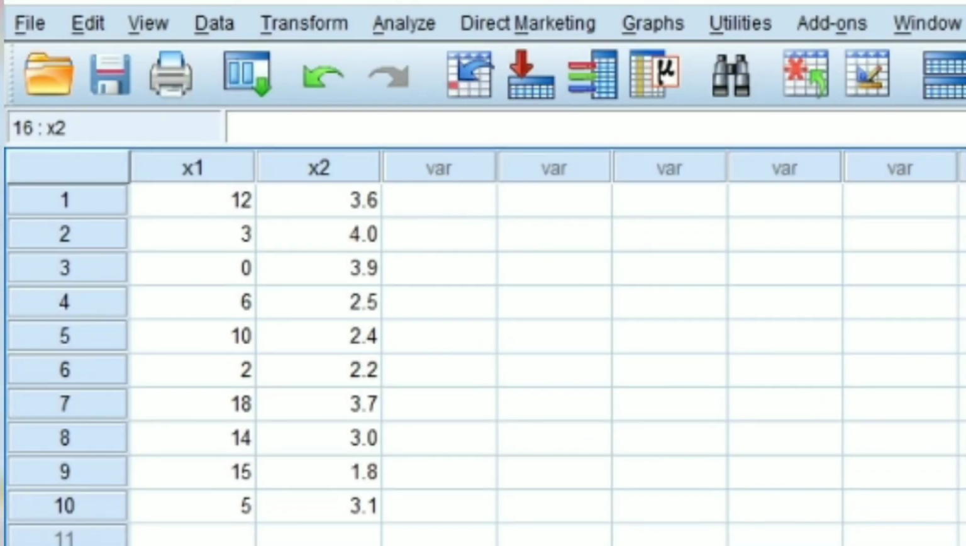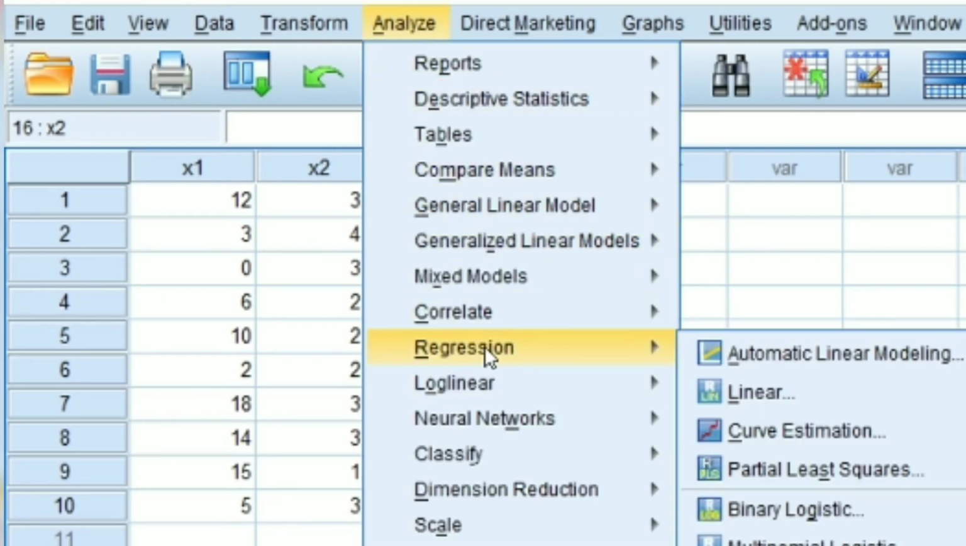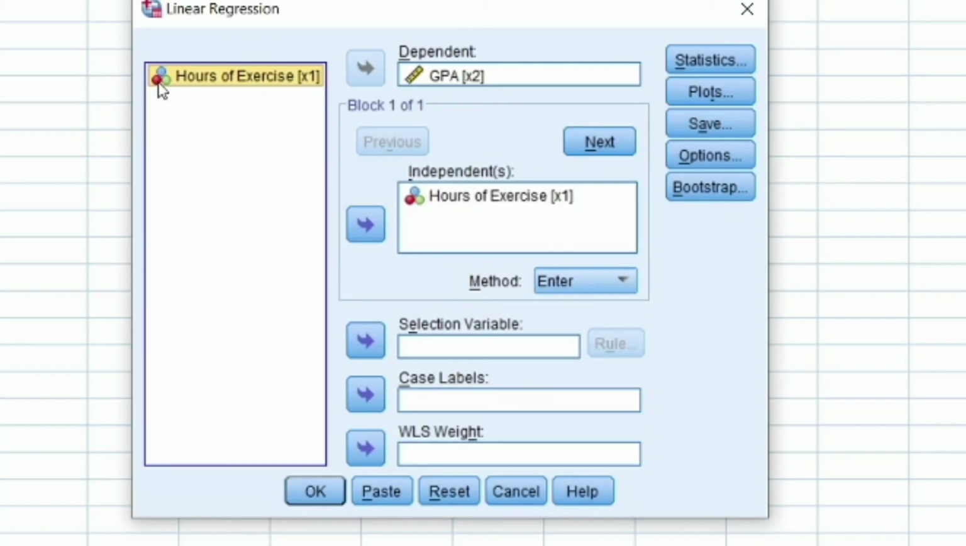Alright, so let us now run a regression analysis. To do that, let us go to Analyze, Regression, Linear. And then we put the dependent variable in the dependent box, the GPA, which is y, and for the independent box, we have hours of exercise. So we fix these options and we now click OK.